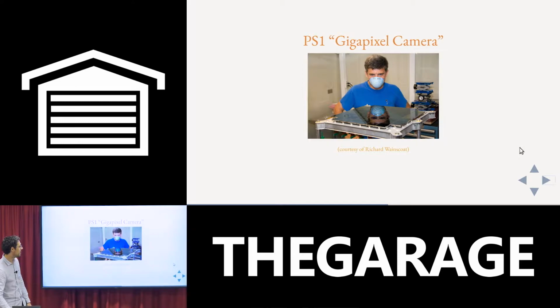They call the camera on it the gigapixel camera because it's a gigapixel. This is the proud creator of the camera, John Tonry, looking over his creation before they installed it.